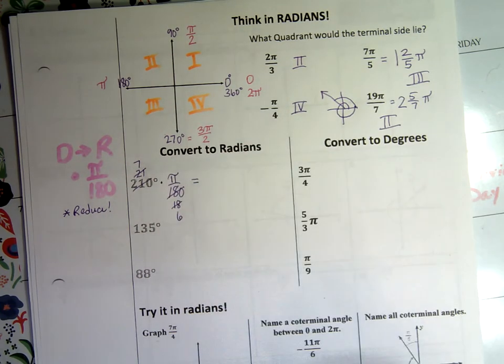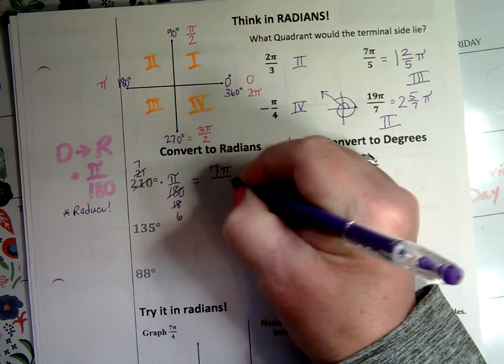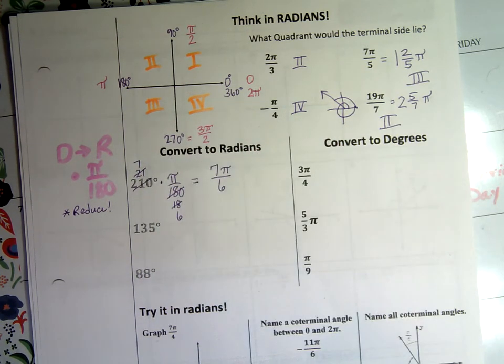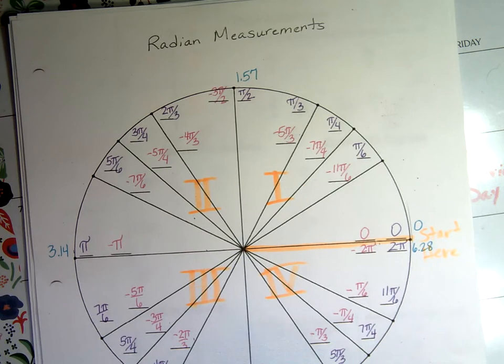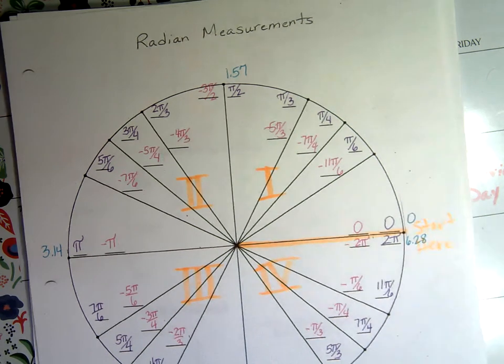So I take 7 times pi, put it over 6, and that's 210 degrees. Now let's look at our unit circle that we created. If I am at 7 pi over 6, I'm here. If I think about the degree circle we made the other day, the degree measurement there was 210 degrees, 180 plus 30 more. So you can see that 7 pi over 6 is correct.